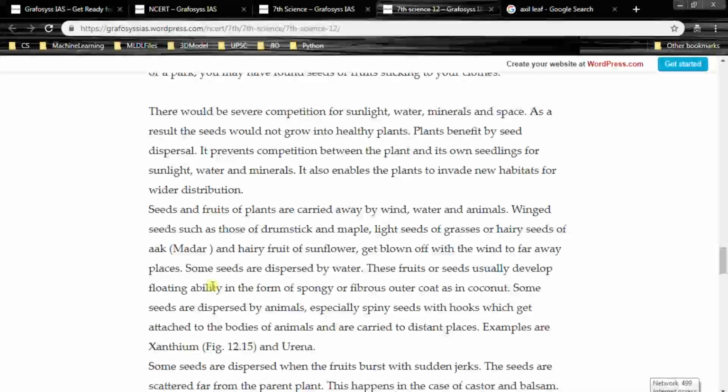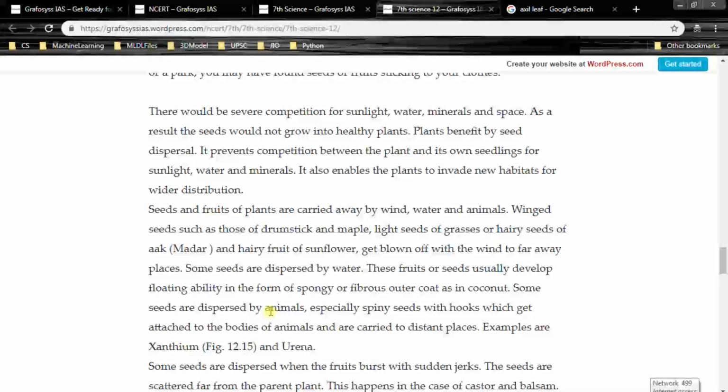Some seeds are dispersed by water. These fruits or seeds usually develop floating ability in the form of a spongy or fibrous outer coat, as in coconut. So these are the seeds which float on the water. Those are in the form of a spongy or fibrous outer coat, right?